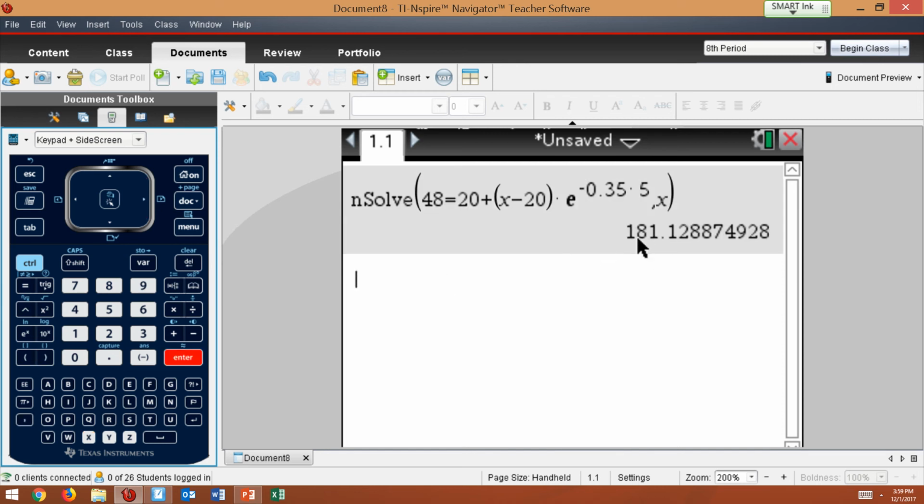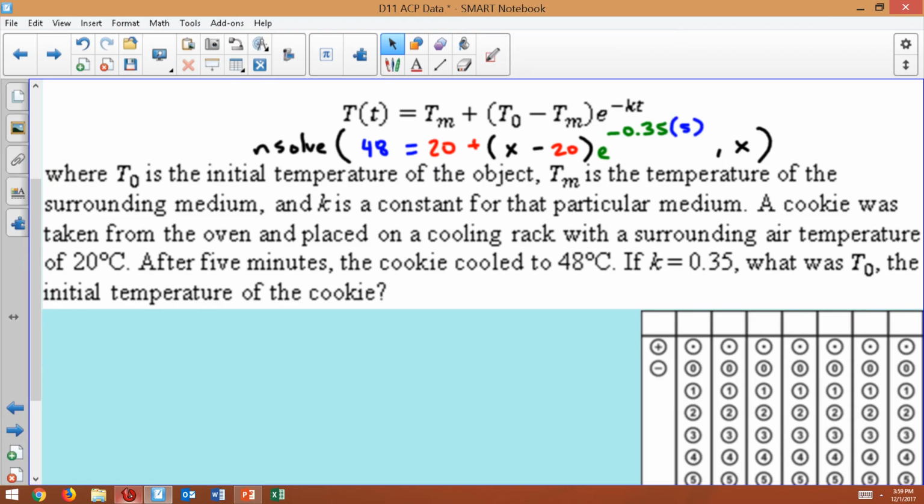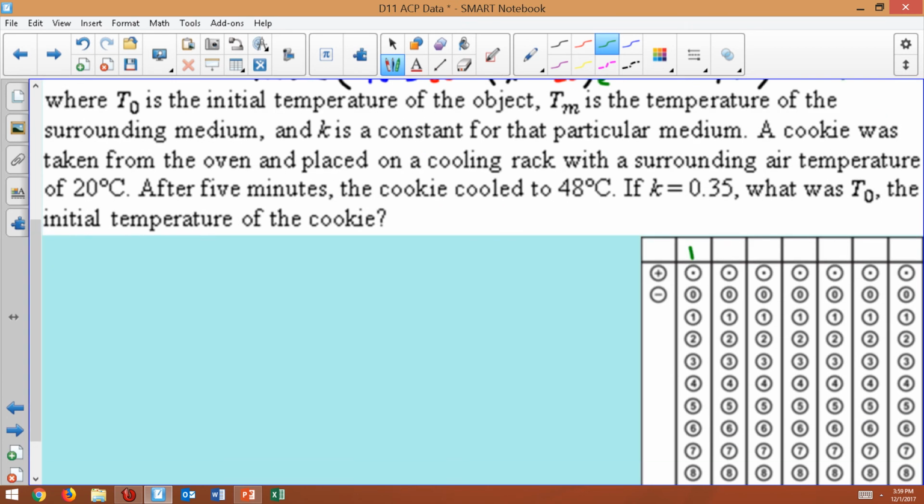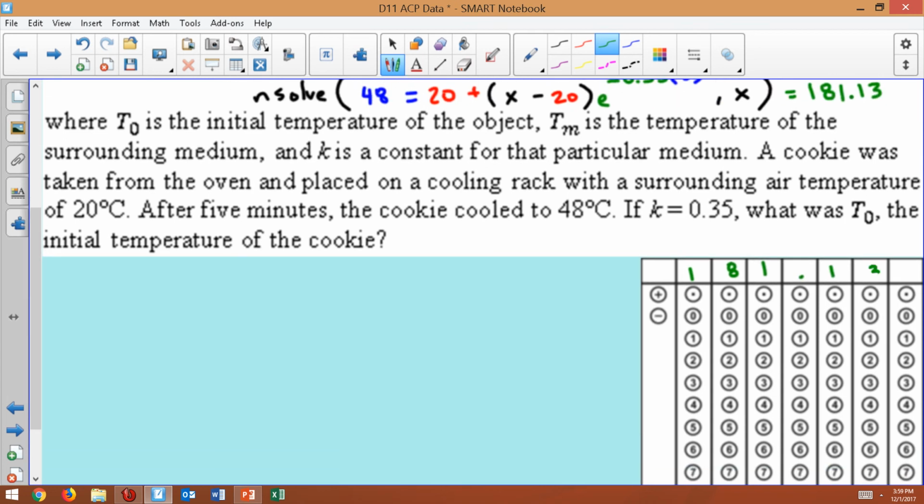So it says the temperature is 181.13. It doesn't say what to round to, so I'll just write it that way. 181.13. And then you just fill in all your bubbles underneath.